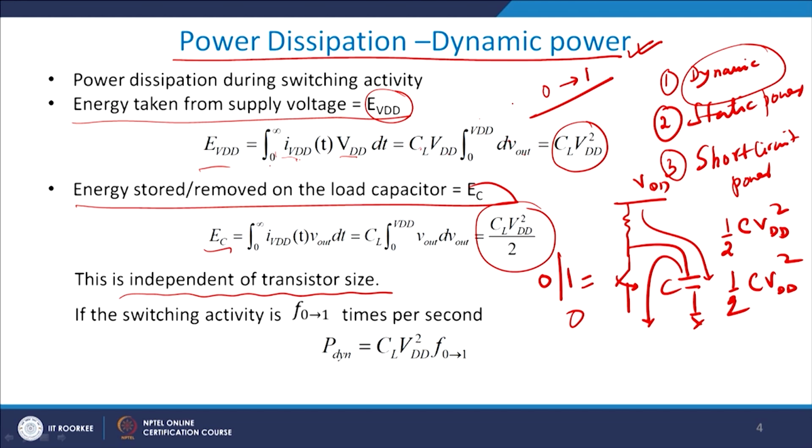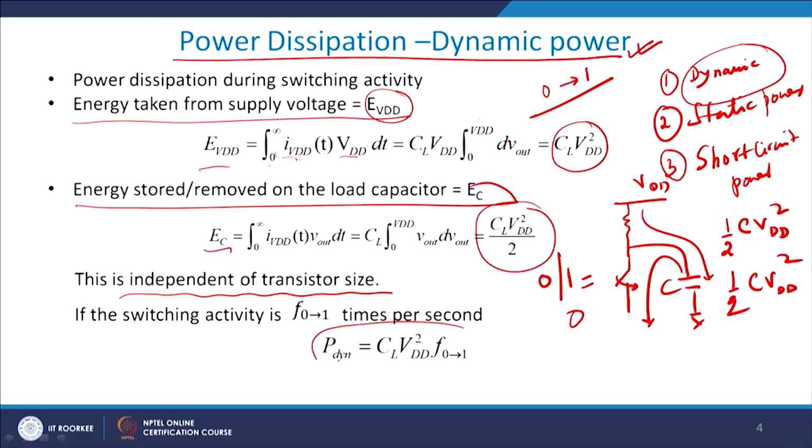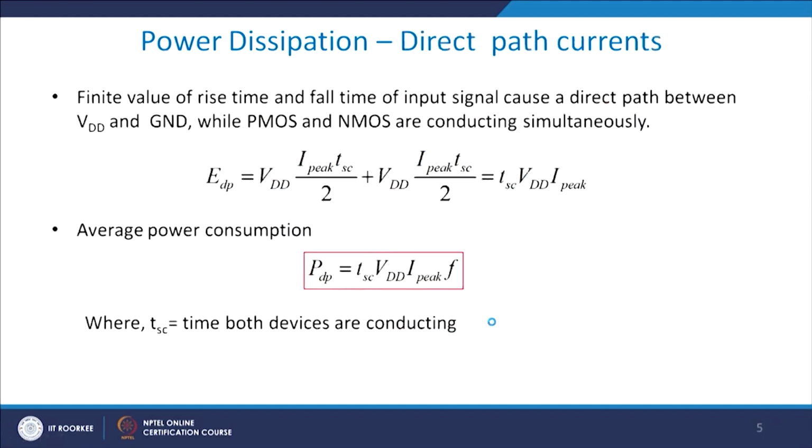So please understand, the dynamic power which you are not dissipating, you are getting it from the VDD rail, is only happening when your output is going from 0 to 1, because that is the point when your capacitor is getting charged through PMOS and you are drawing power from the VDD rail. And that is the reason we say P dynamic equals CL VDD square multiplied by the frequency of 0 to 1. What is the frequency of 0 to 1 which is there with me? Now that is known as dynamic power dissipation.